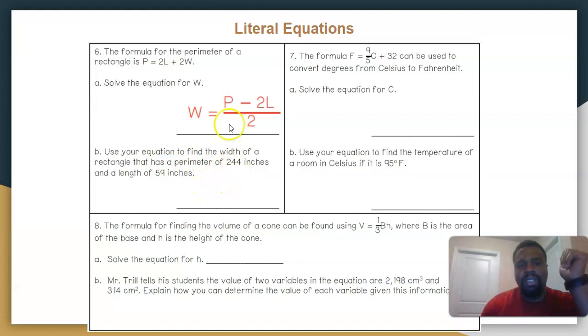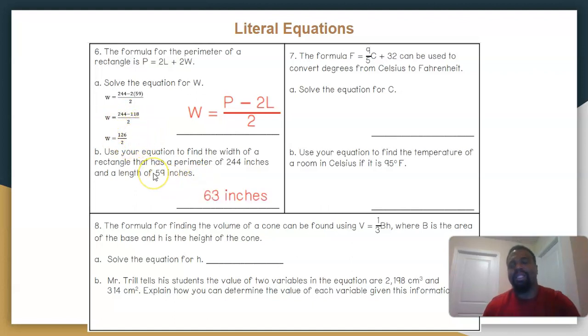So if my perimeter is 244, my length is 59, then I just want to substitute. All right, so I'm going to do 244 for P and 59 for L. So that's going to give me 244 minus 2 times 59, over 2. 2 times 59 gives me 118. So 244 minus 118 gives me 126. And 126 divided by 2 gives me 63 inches.